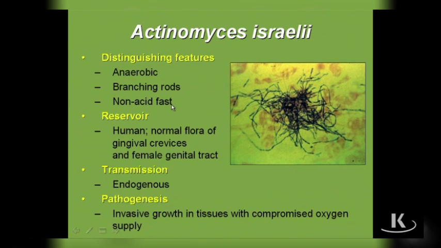So you can find it at many different sites throughout the body. You can find it in the mouth. It can be part of the vaginal mucosa, for example. Therefore, transmission for Actinomyces is typically endogenous. And again, being an anaerobic organism, we're looking for growth in tissues that have what? A reduced oxygen supply. All right?